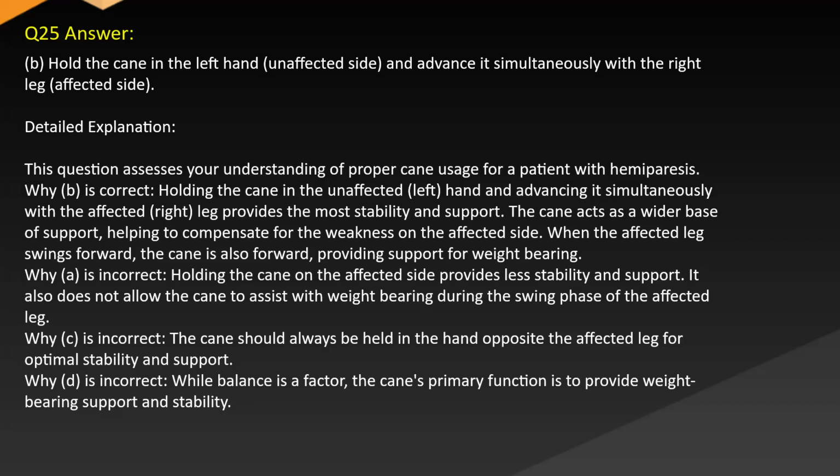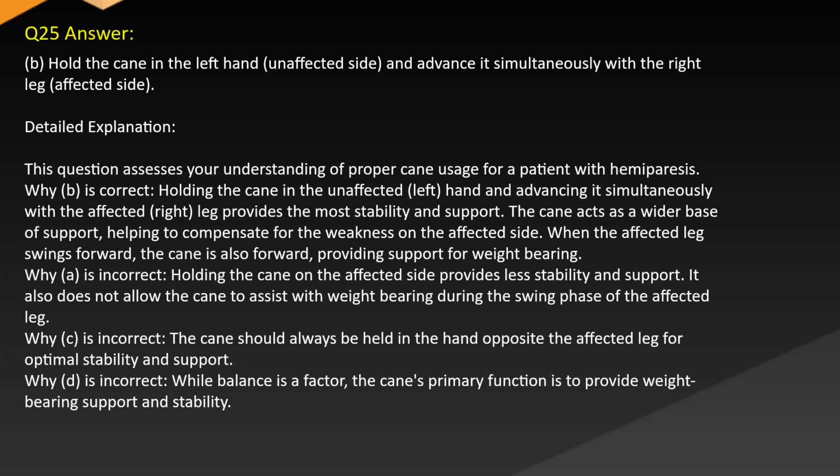The cane acts as a wider base of support to help compensate for the weakness on the affected side. When the affected leg swings forward, the cane is also forward, providing support for weight bearing. A is incorrect. Holding the cane on the affected side provides less stability and support. It also does not allow the cane to assist with weight bearing during the swing phase of the affected leg.